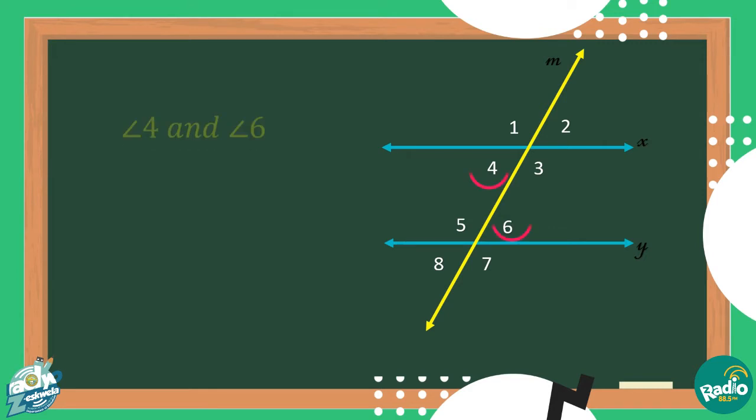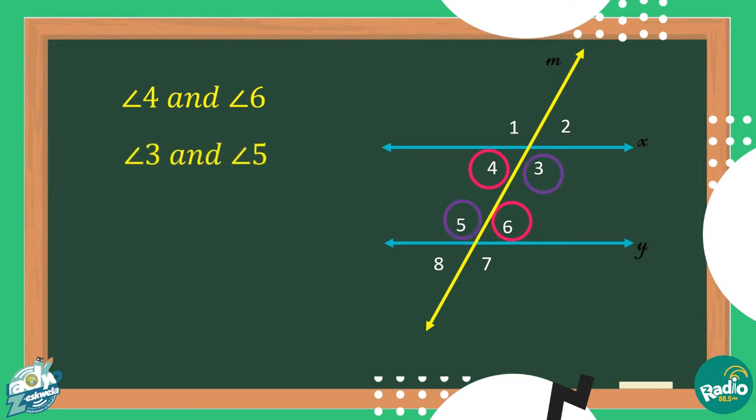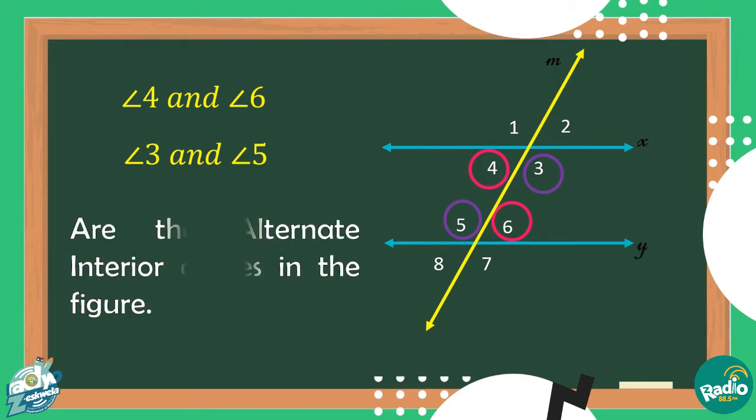On the other hand, angles 4 and 6 are what we call interior angles. And angles 3 and 5 are also interior angles. But in this case, angle 4 and angle 6 are alternate interior angles. And angle 3 and angle 5 are also alternate interior angles.